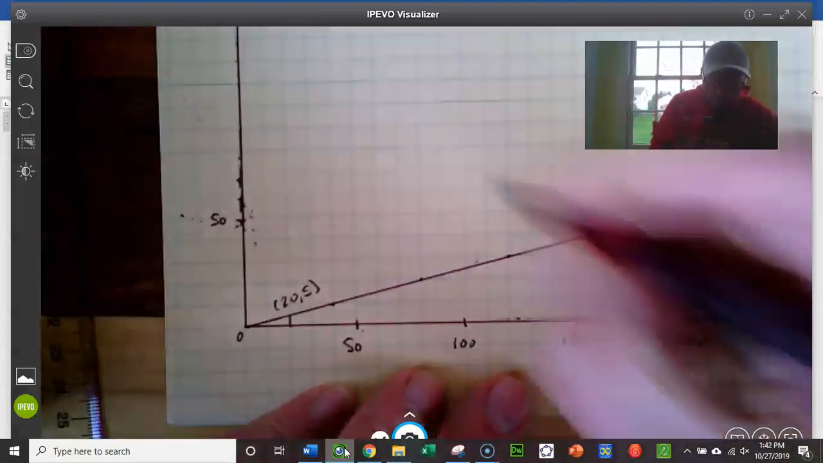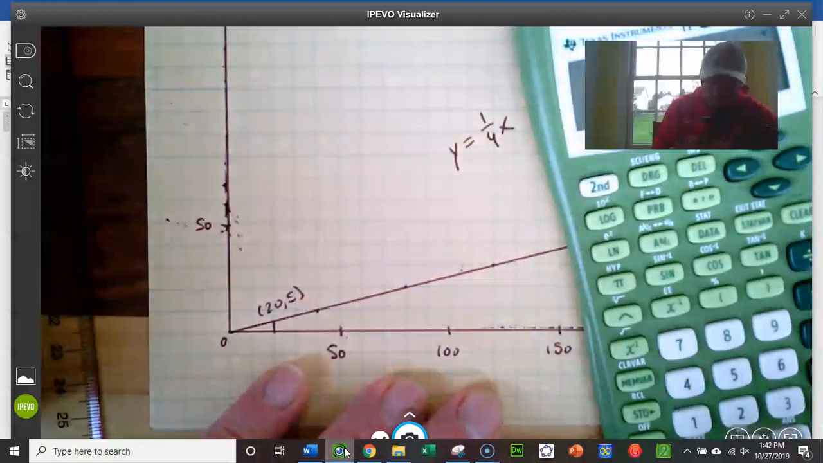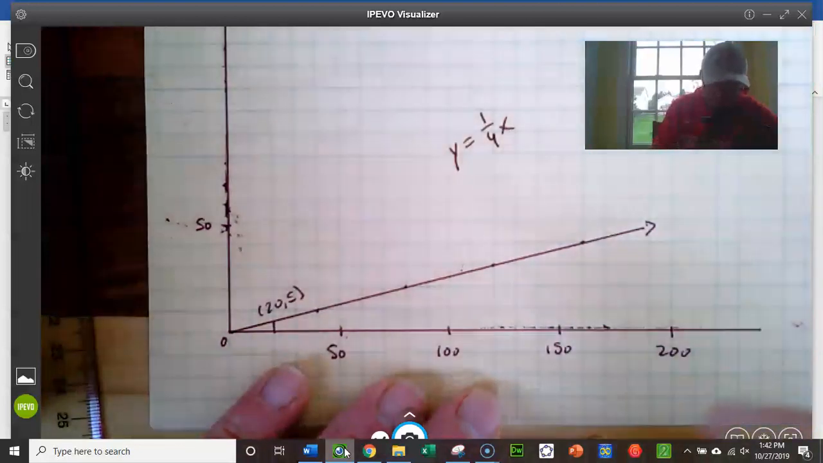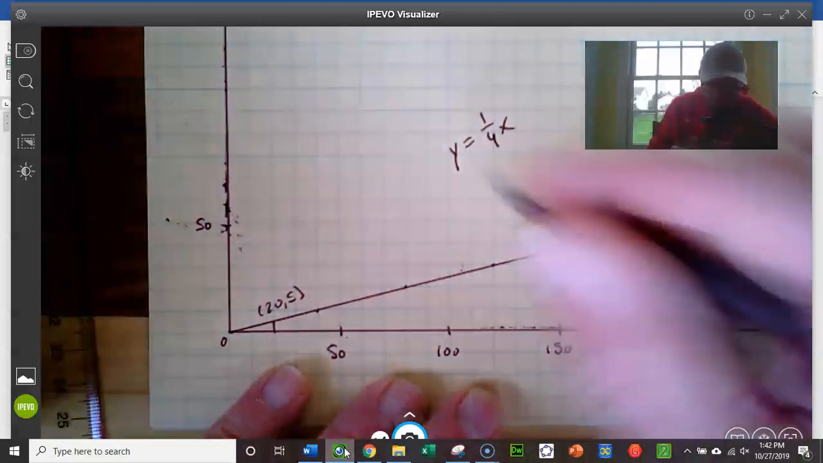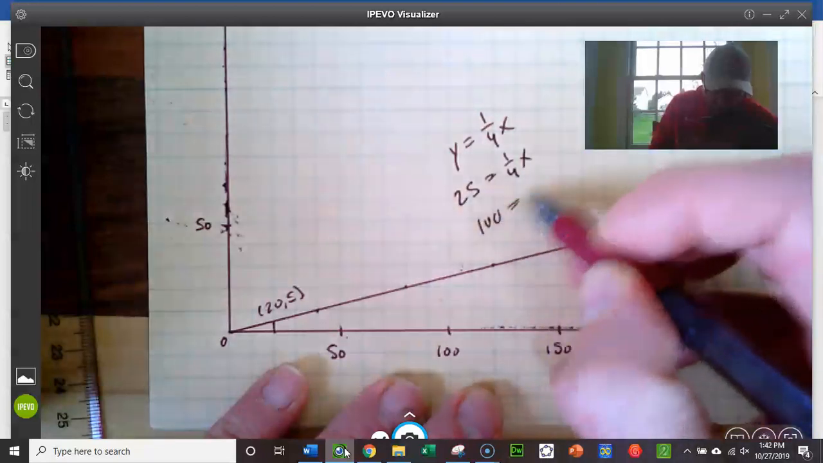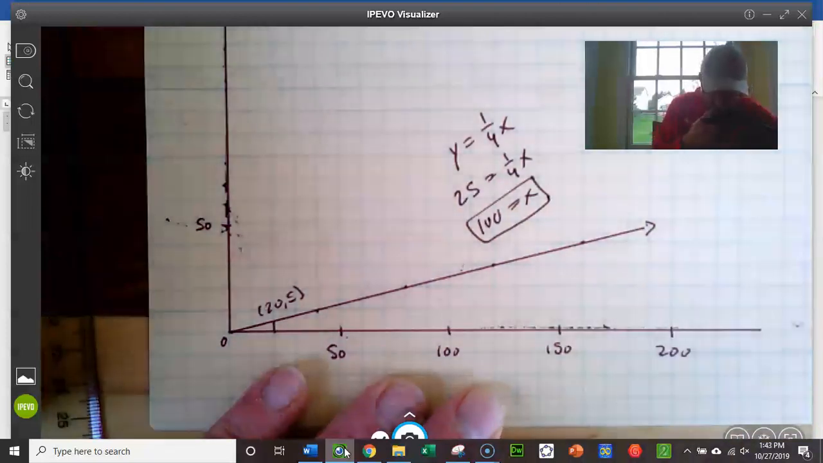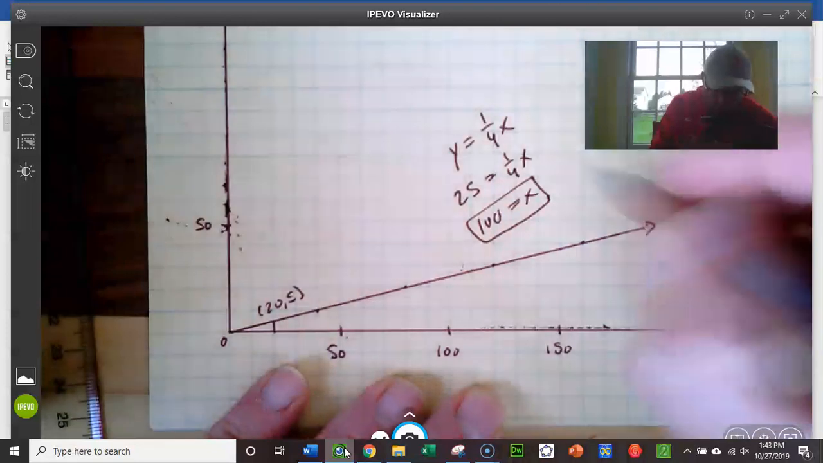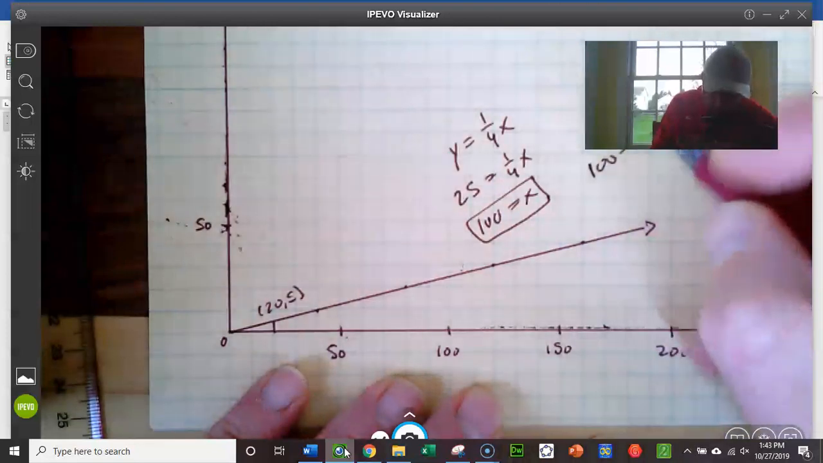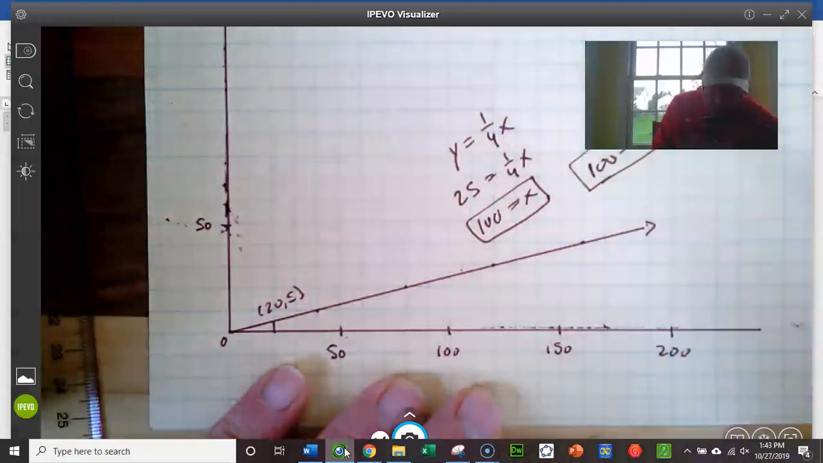Then I flip it around. And our equation here is y equals 1/4 x. And we're plugging in the 25. 1/4 x, so 100 equals x. And that's the position. Equals 80 feet away.